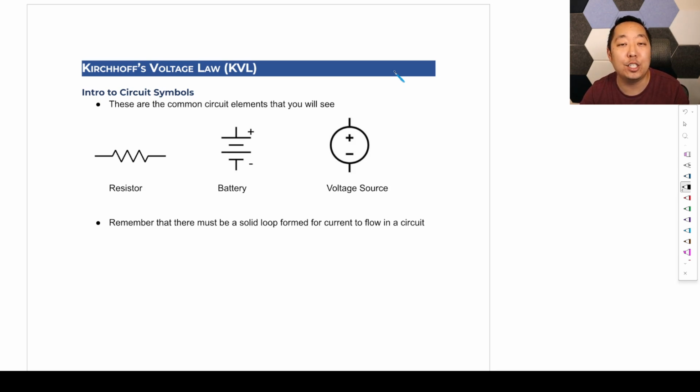This is the foundation of all circuit analysis, all electrical engineering concepts. Anyone who studies and does any type of circuit stuff, these two laws are the foundational piece. You have to know it. We are not shortcutting it.